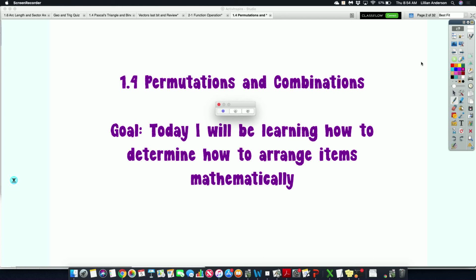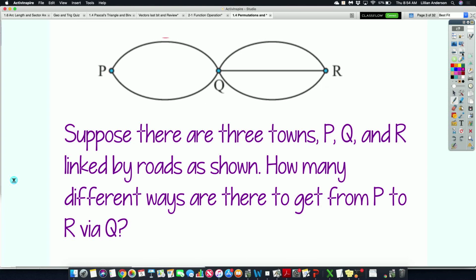Okay? I want you to look at this example that says, suppose there are three towns, P, Q, and R, linked by roads as shown. How many different ways are there to get from P to R via Q? Take a look at this picture and determine how many different ways I can start at P and get to R. And yes, I have to go through Q. So don't say anything out loud. Think for yourself.